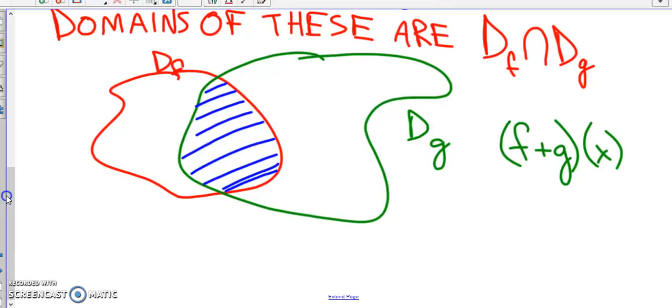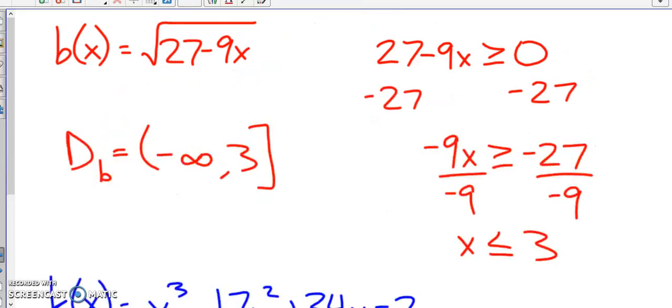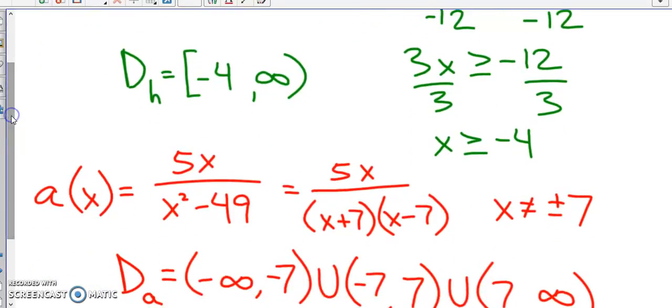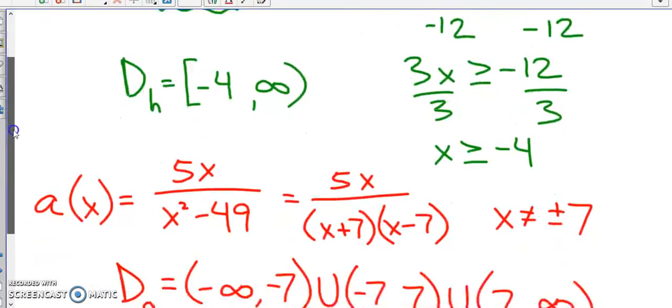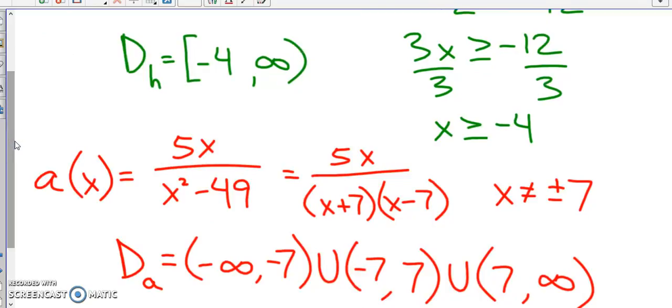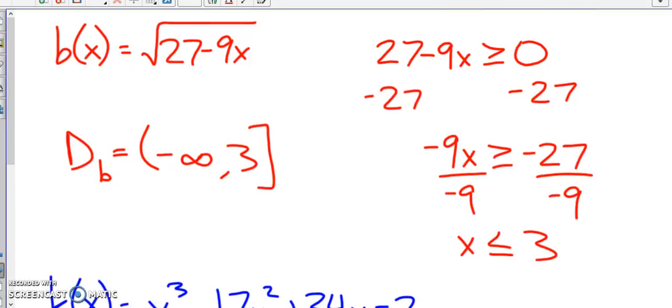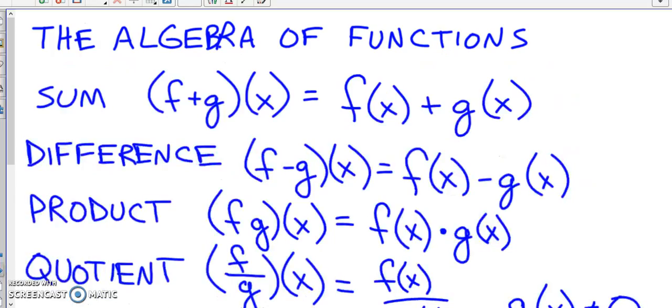Like, for instance, if we go backward, if I were adding this function, this h, to this a, I couldn't have positive or negative 7 in a. I couldn't have anything less than negative 4 of h. So the domain would be this guy, except 7 would be removed because a wouldn't make any sense at 7. So you're taking the overlap between the two. They both have to be defined. I don't know if that made any sense or if that clouded the issue.